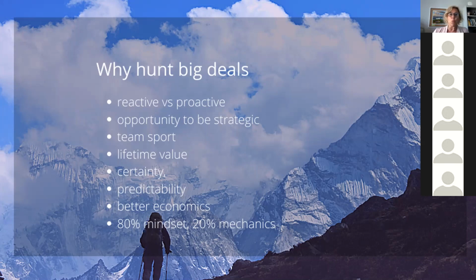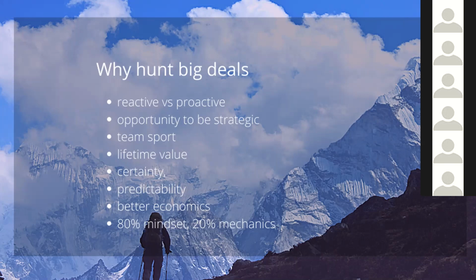So just a little review, why hunt big deals? Well, so many of my clients have told me that they mostly react sheepishly to calls that they're getting in or things that people have seen and have some questions, but it's not purposeful and not as proactive as many would like. So this is an opportunity to be strategic. It's absolutely a team sport. There is no room for rock stars anymore. Winning big deals gives you lifetime value. It's certainty and predictability. It's absolutely better economics.